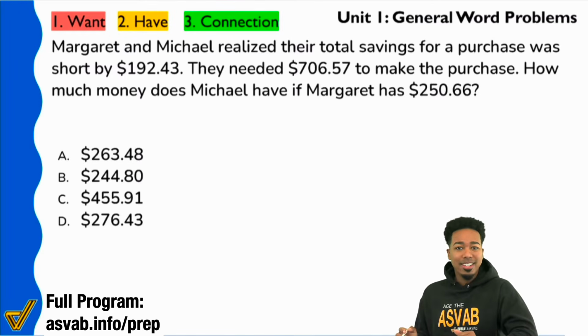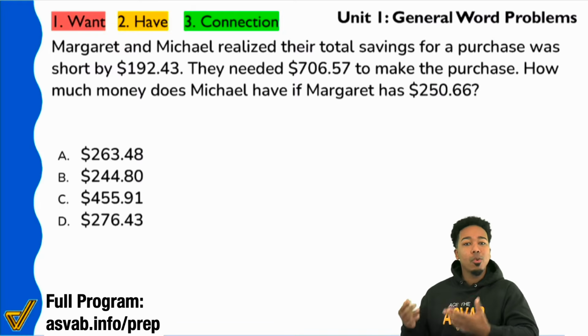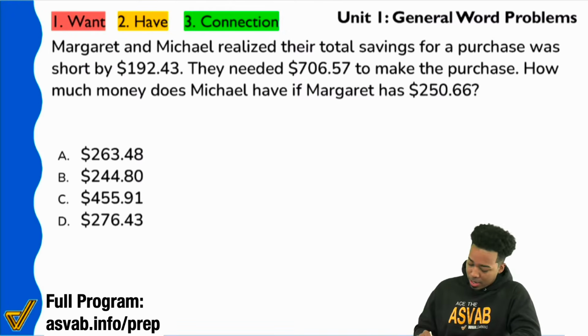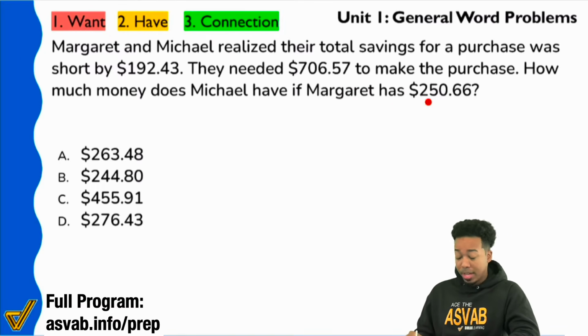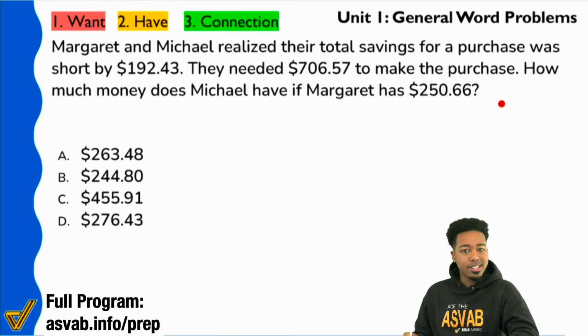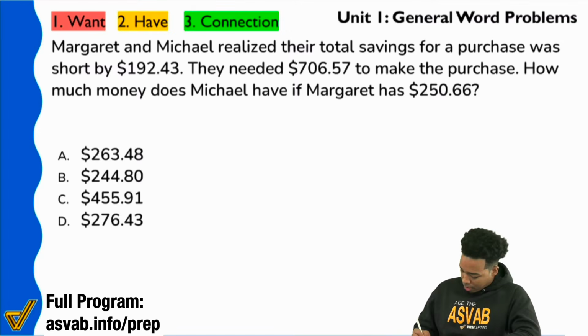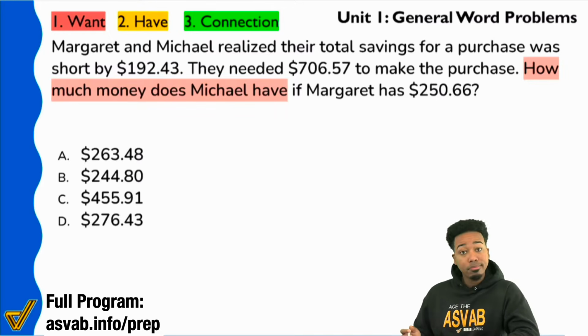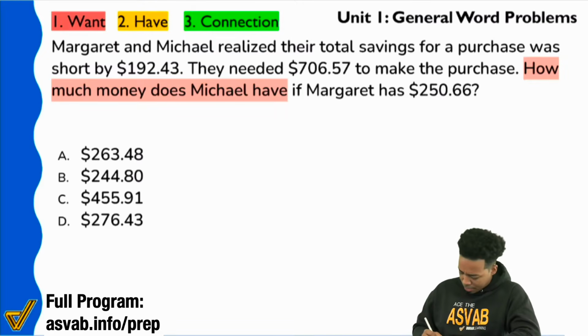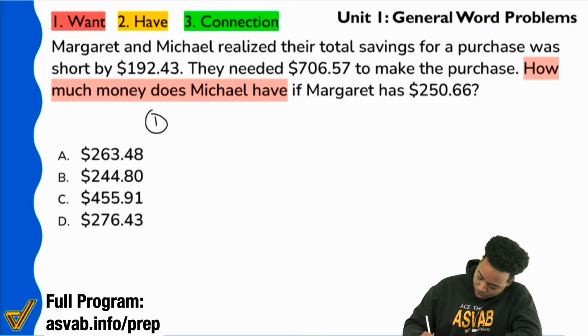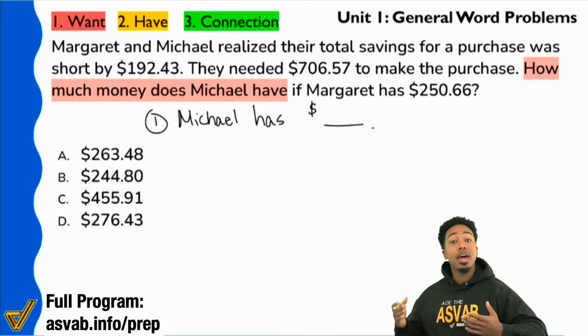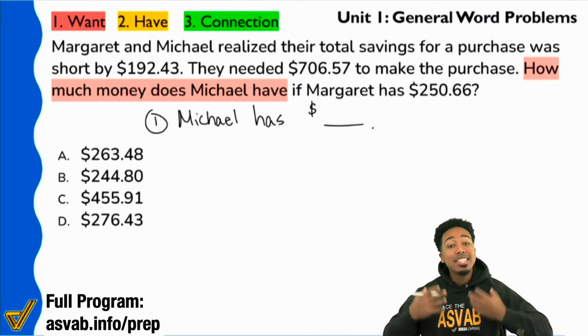So let's go ahead and apply this. First step, what do we want? What's the question asking us to figure out? So right here it says, hey, how much money does Michael have if Margaret has $250.66? Okay, cool. So the first thing we want to mark off is what we want. Again, how much money does Michael have? Right there, that's the first thing we see. That's what we want. We want Michael's money. So Michael has blank dollars. I don't know what that is, but that's the information that I'm seeking, okay?